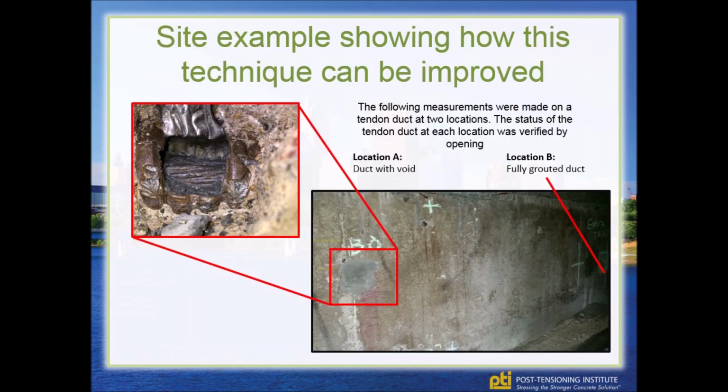This is a side-arm example to show how this technique can be improved. The image I showed before was a B-scan, and this was done on site. It was an area we knew there was a grouting defect that had been opened up to prove this, and then we tested for comparison at a section where it was fully grouted.